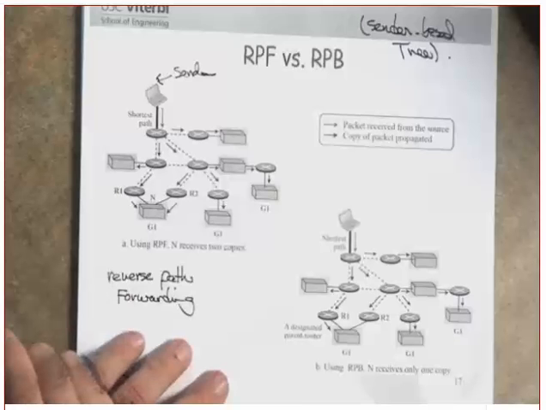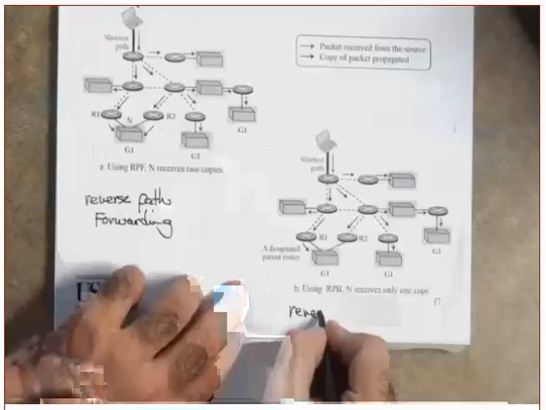Okay. Now, remember by the way, all of these algorithms that we talked about, the reverse path broadcasting and reverse path multicasting, all of them are source based. Everything is based on a given source. Clear? Okay. The core based tree is a shared tree.